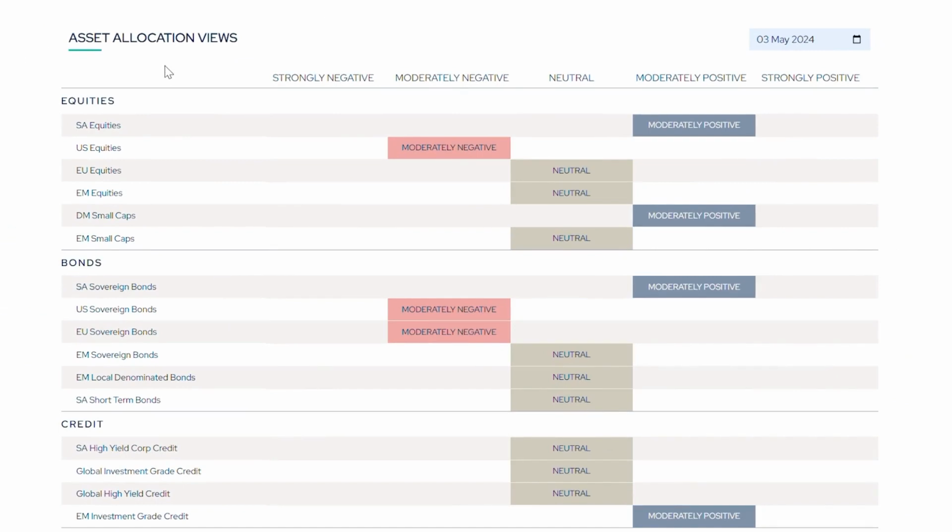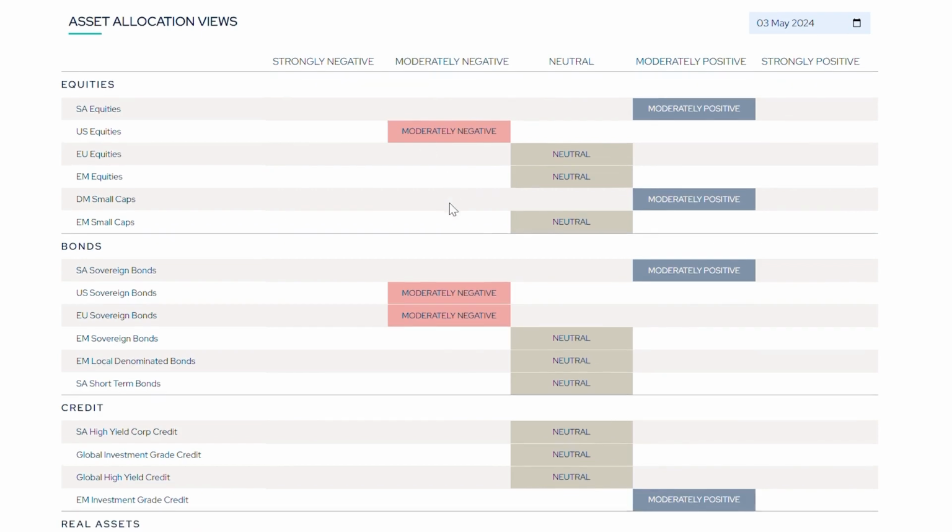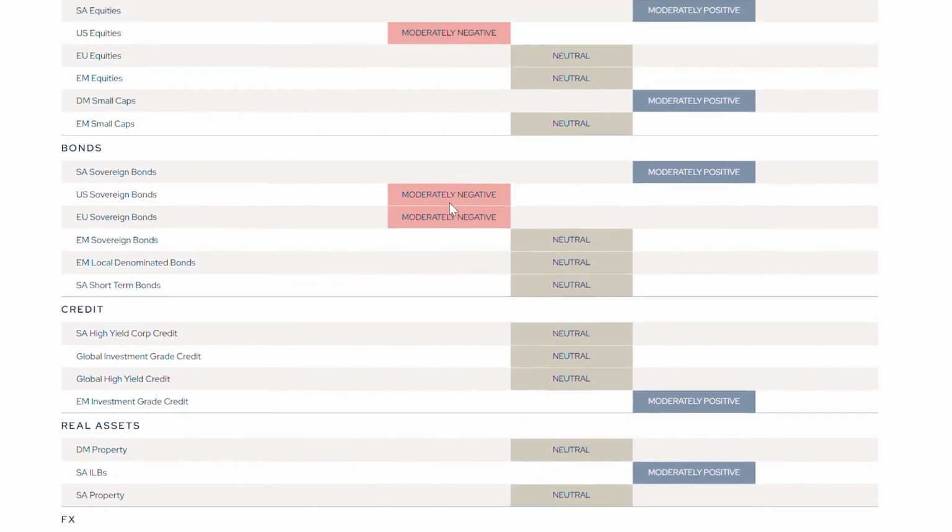So let's break it down a little bit more, see where we are, and see what's changed over the quarter. If you've watched one of these webinars before, you'll be very familiar with this table. What it essentially shows is where we're currently positioned across our 27 asset classes, from equities to bonds to credit, and even some currency across the world. From a high level view, you can see that we are quite neutral to moderately positive overall.